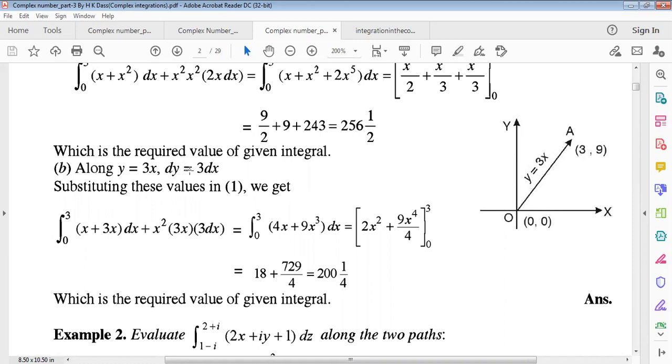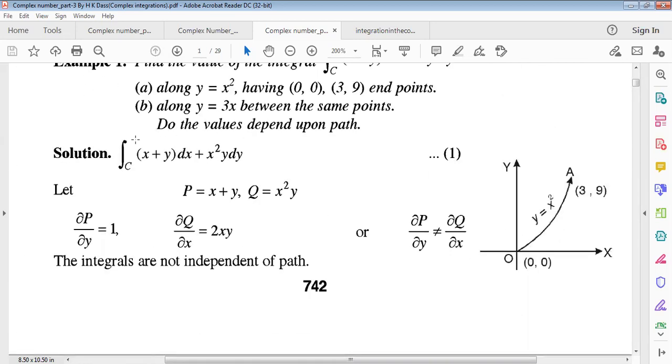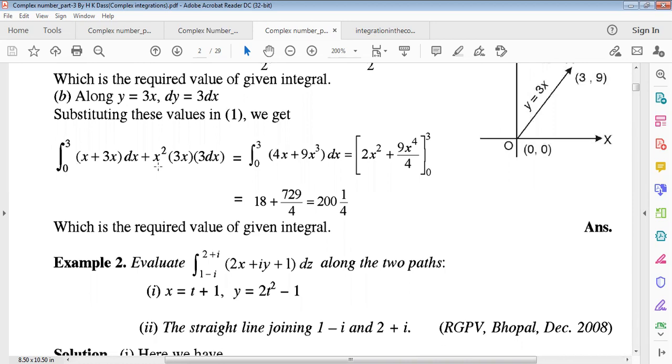So along y equal to thrice x, dy equals what will be? Just simple differentiation: 3 dx. Now substituting these values in equation 1, just putting y equal to thrice x and dy equal to 3 dx in the given equation, equation number 1. Putting these values, we can write 4x plus 9x cube. Then simple integration. X square formula what? X cube by 3, and x cube formula what? X to the 4 by 4... X to the 5 by 5. Then after simplifying and putting the upper limit and lower limit, we get these values. Clear? Yes, sir.